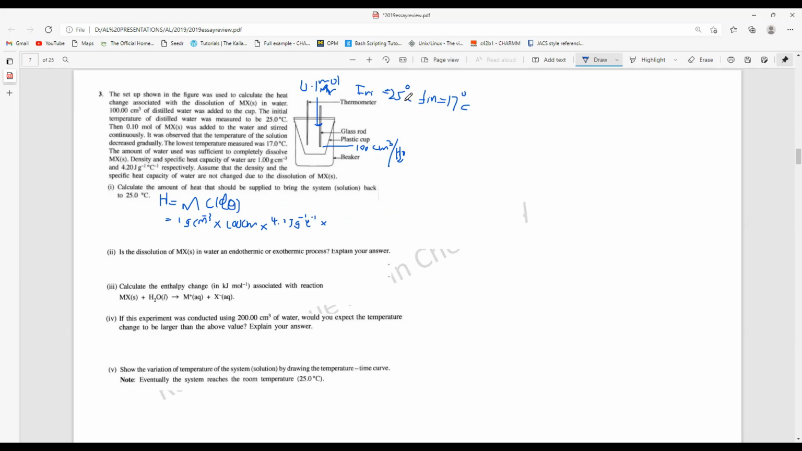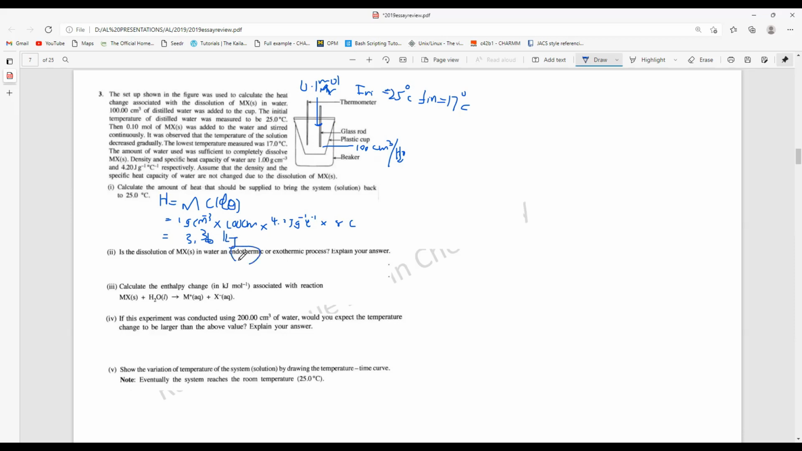So what is the difference here? 25 minus 17 is 8, right? So 8 degrees Celsius. So you multiply this. Okay. Then you will get an answer for this one. So it is 3.36 kilojoule. In fact, 3.36 kilojoule.